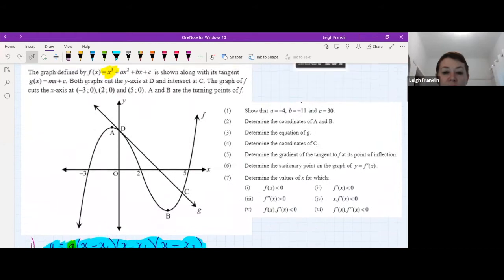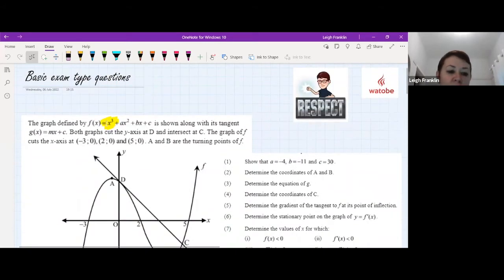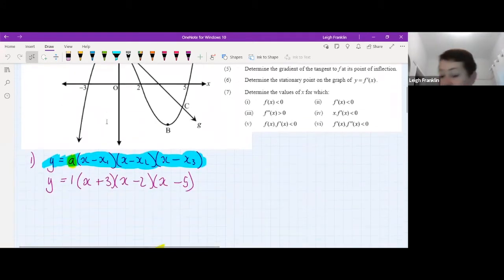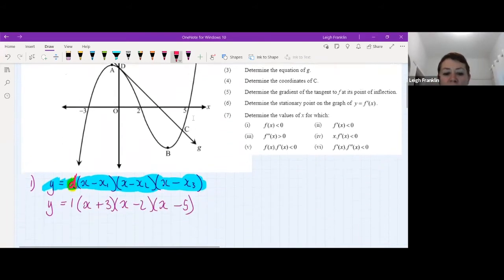I had also said that if we went up here and had a look, there was an invisible 1 in front of the x cubed, and that we were allowed to assume that the value of a, this a over here, which I should probably have called D, is going to be equal to 1, because the coefficient of the x cubed term is 1. So we sub those in, multiply them out, and we should get what they give us.